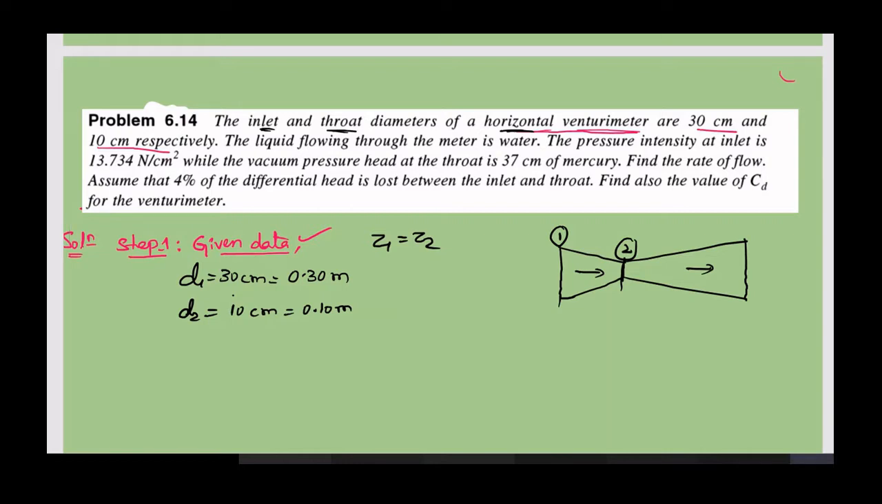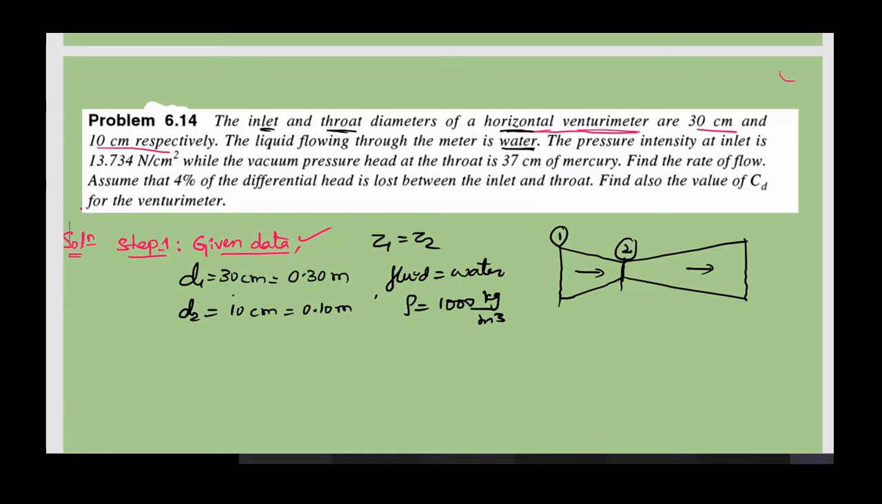Next, the liquid flowing through the meter is water. This is also one important data. Fluid, that is working fluid, is equal to water. So we need the density of water. I will write here 1000 kg per meter cube.